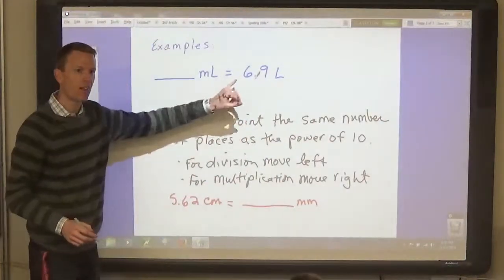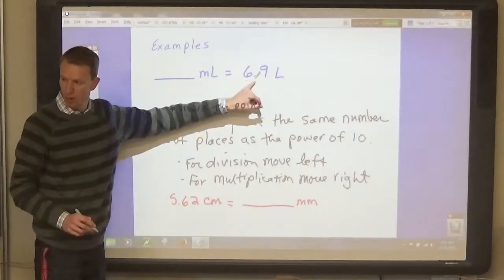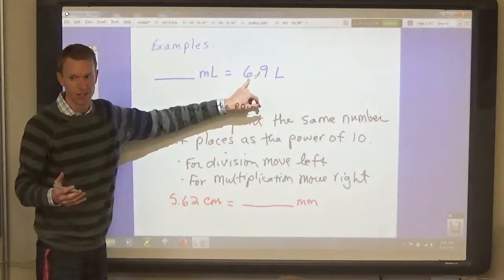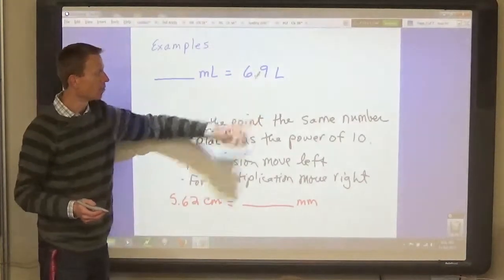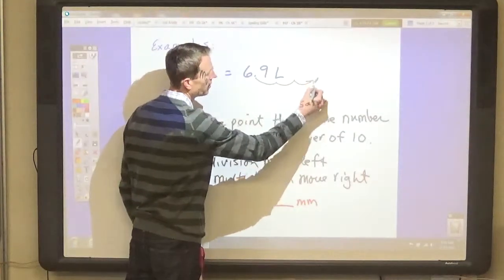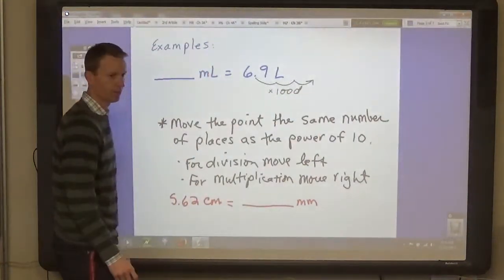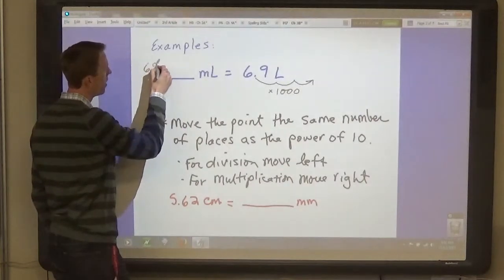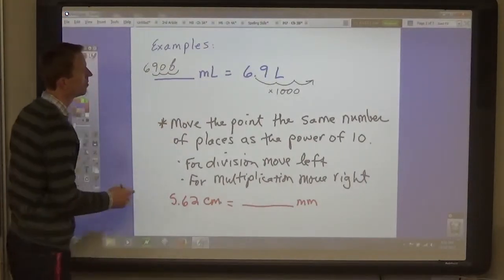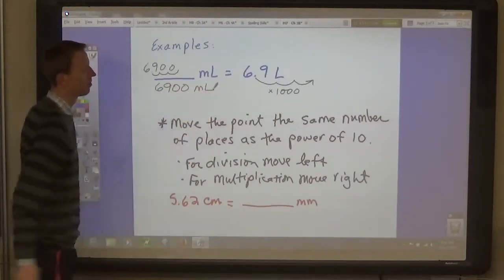Since there are 1,000 milliliters for every 1 liter, that means there's going to be more than 6,000 milliliters in this 6.9 liters, right? So we move the decimal place 3 places, times 1,000, 3 places to the right. 6.9, 1, 2, 3, fill in the zeros. So it's 6,900 milliliters.